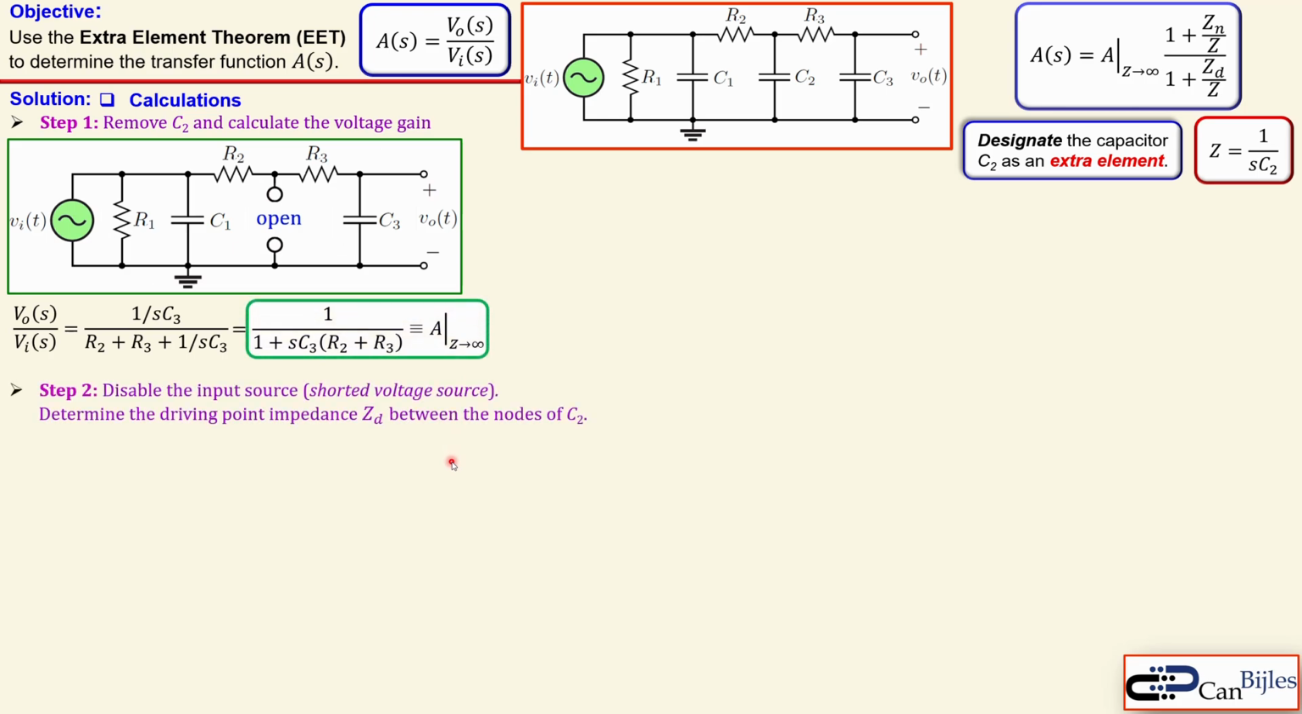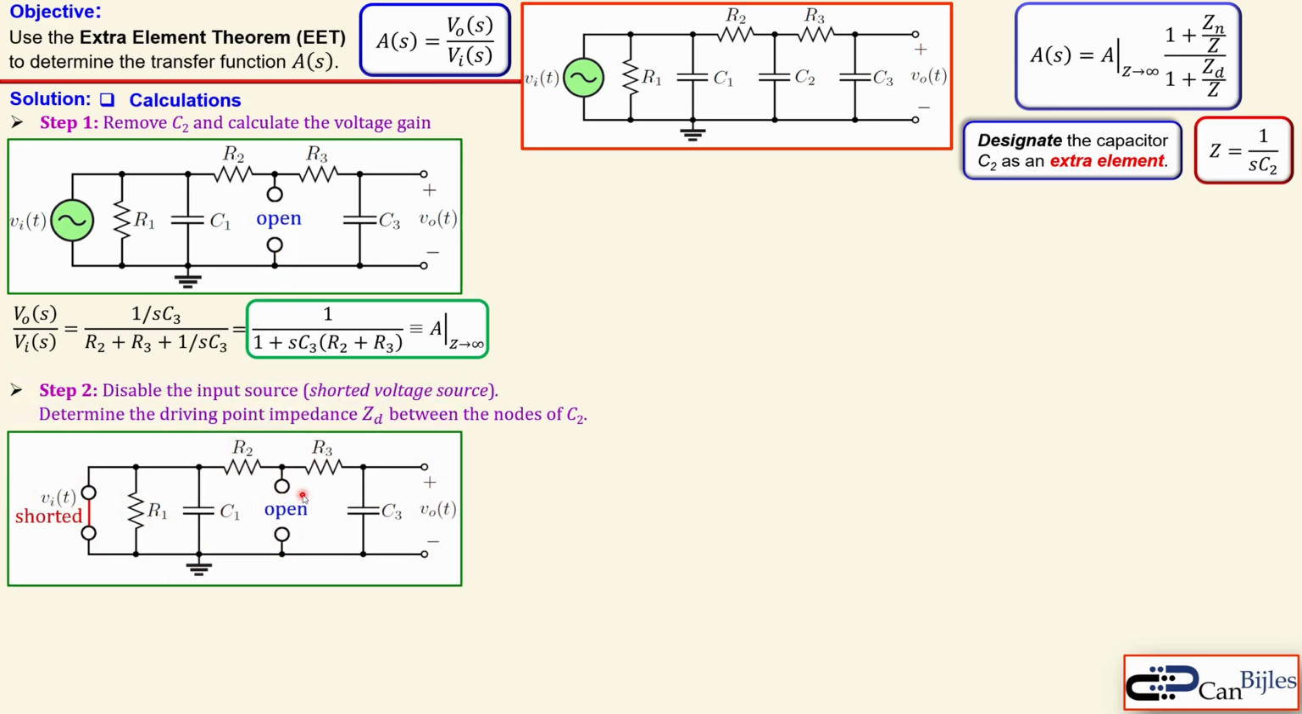Step 2 is going to the disabling of our input source. In this case we have an input voltage source, that means it will be a short. And we will then determine what we call the driving point impedance ZD, which is again between the nodes of the C2 here. So this is the circuit. So the input is shorted, so that is actually gone. And we will look at these 2 nodes in here and we call this ZD. What do we see? Well, this is now shorted. That means this is going to ground. That means this complete part is now grounded.